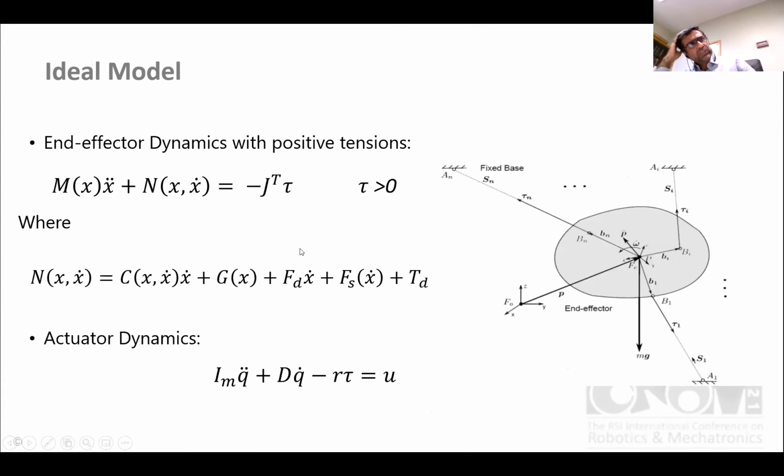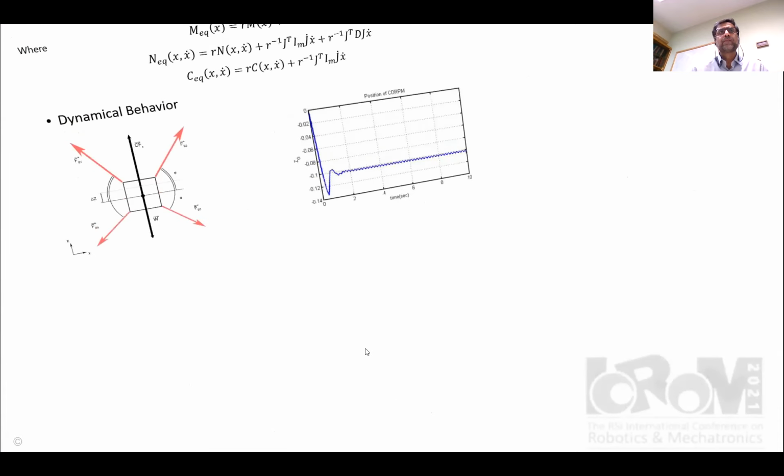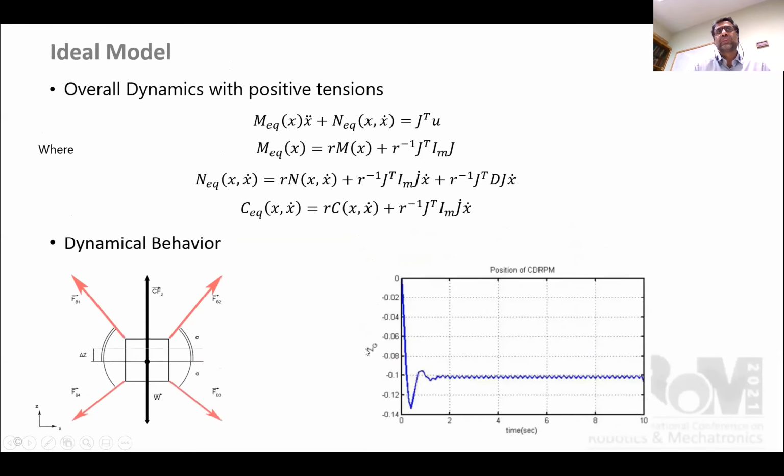It should be noted that when we use an ideal model for the cable, end effector dynamics with positive tension can be given as the first equation. And if we combine the actuator dynamics, we reach the total dynamics with positive tension for the cable robot.